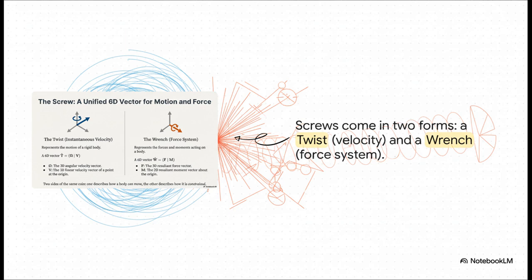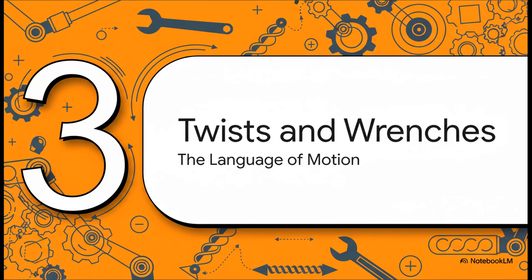Now, this is where this new language really starts to open up. Screws come in 2 main flavors. The first is called a twist, and that describes the velocity of a body, like how it's moving at this very instant. The second is called a wrench, and that describes all the forces and torques acting on that body. You can really think of them as 2 sides of the same coin. One is for motion, and the other is for forces. So now that we have those core ideas down, let's get a little more familiar with twists and wrenches. This is basically the vocabulary of our new language.